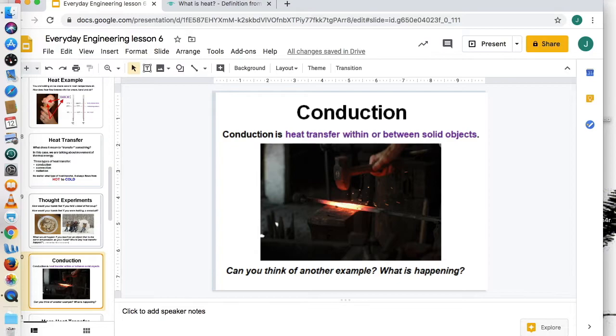All right, conduction. Conduction is heat transfer within or between solid objects, as you see here. So, can you think of some other examples? Like here, where the solid object of the heat transfer is from making iron, and you heat up iron to a really hot temperature, and then you start hammering it so you can start shaping it. I'm gonna give you about 5 seconds to think about any other types of conduction you can think of.